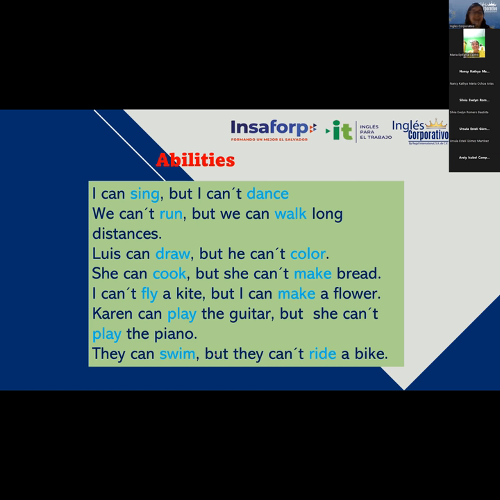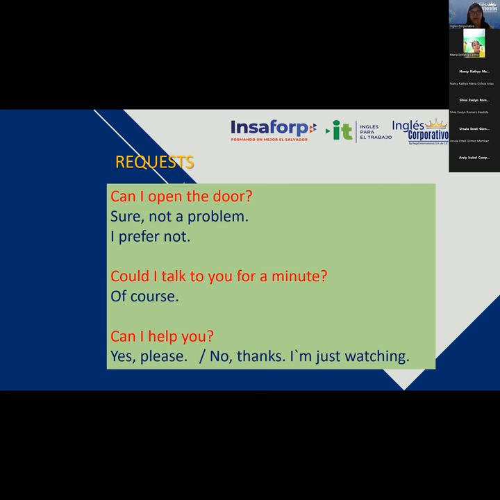Ah, qué bien. Okay, so you see, here we're talking about abilities, right? These are things that we can do. Or if we use it in negative, we have things that we cannot do, right? Now, apart from using can for abilities, we can use it to make requests. For example, when you say, can I open the door? Sure, no problem.